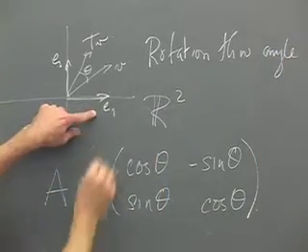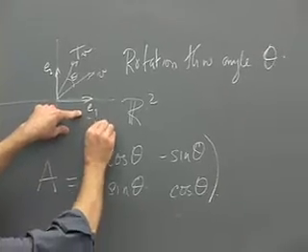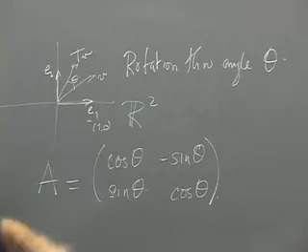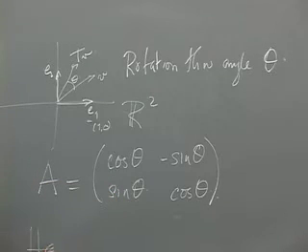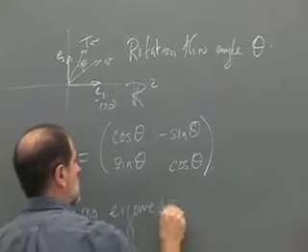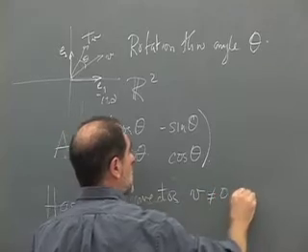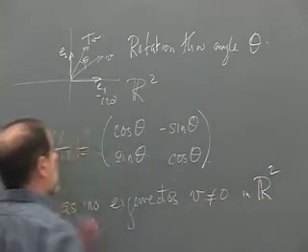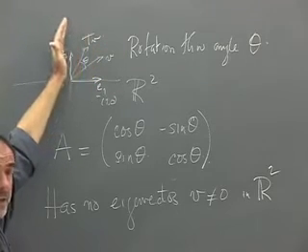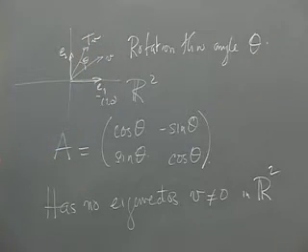See, e1 is the vector (1, 0), and that's taken to the vector whose coordinates are cosine theta and sine theta. Now, this clearly has no eigenvectors v not equal to 0 in R2, because any eigenvector would be a line taken into itself, and no line is taken into itself. It's rotated to another line, theta distance away. So that's hopeless. We're not going to find a basis of eigenvectors there.